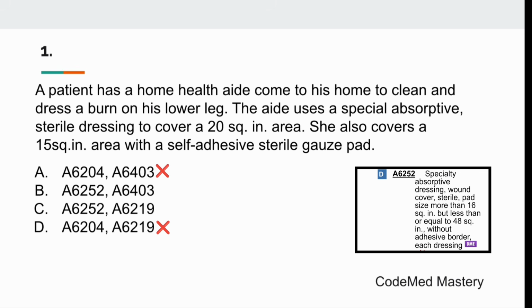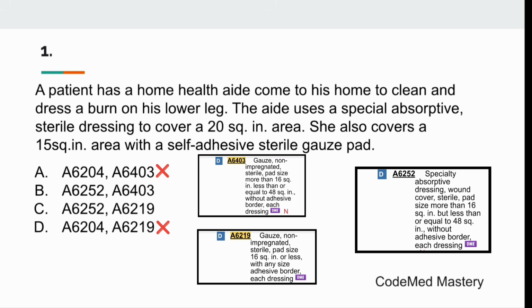Now we are left with option B and option C. We'll check the second codes, that is A6403 and A6219. The code A6403 is for gauze non-impregnated, sterile pad size more than 16 square inch, less than or equal to 48 square inch without adhesive border each dressing. Check the code A6219. A6219 is for gauze non-impregnated, sterile pad size 16 square inch or less with any adhesive border each dressing. Now let us read the question.